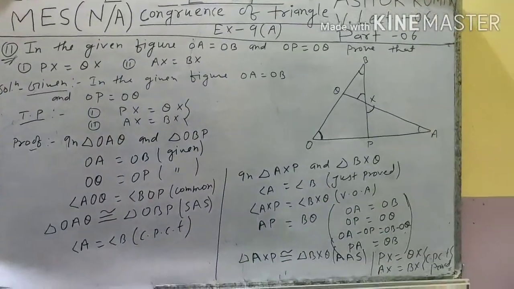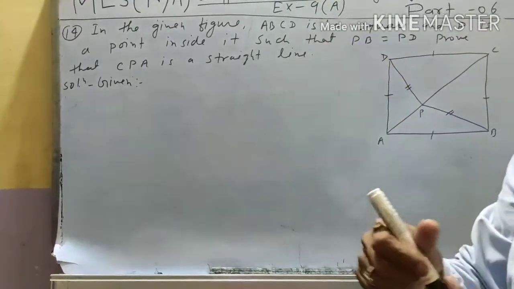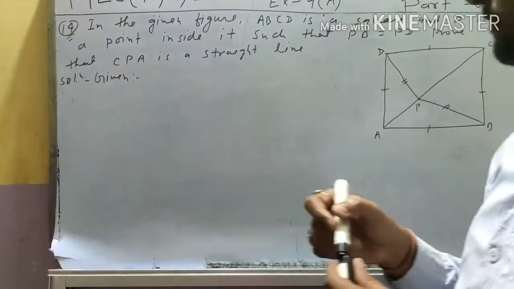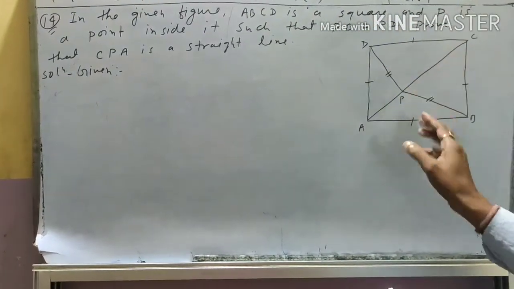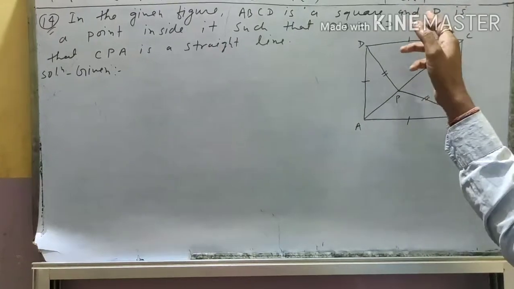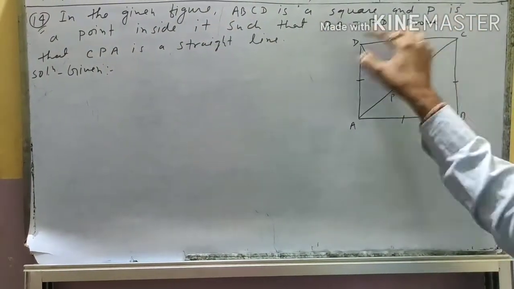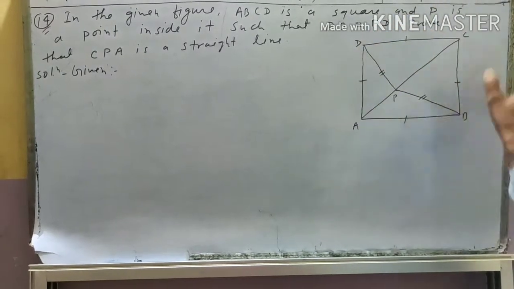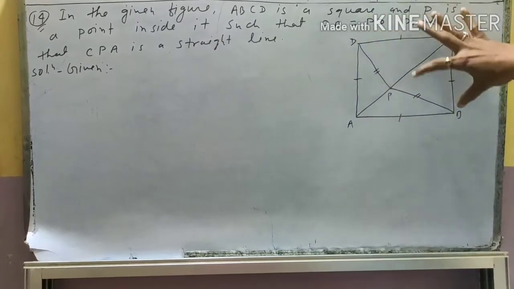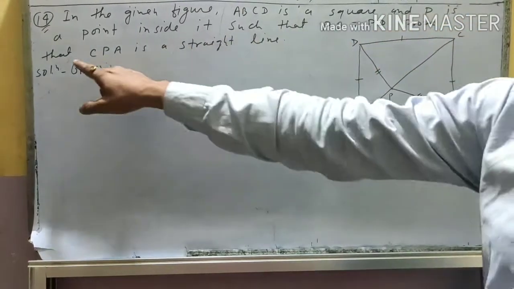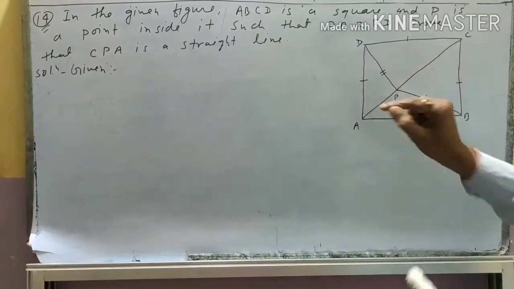The next question is, in the given figure, question number 14, students. ABCD is a square. We know that in a square all sides are equal, and P is a point inside it such that PB is equal to PD. Prove that CPA is a straight line.